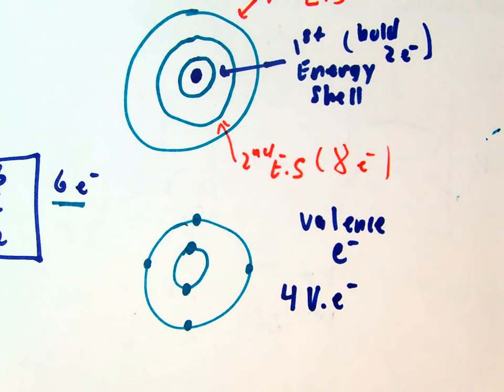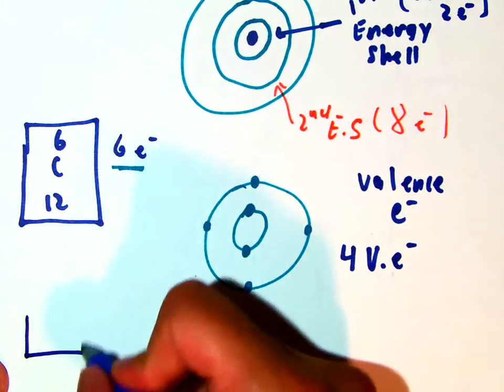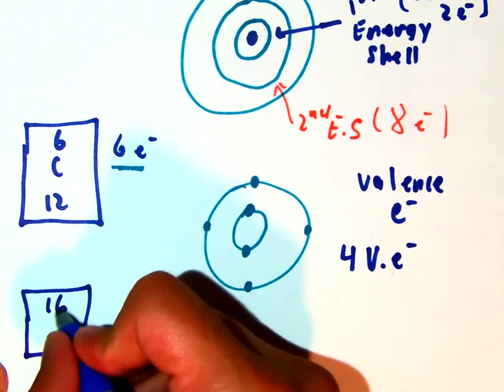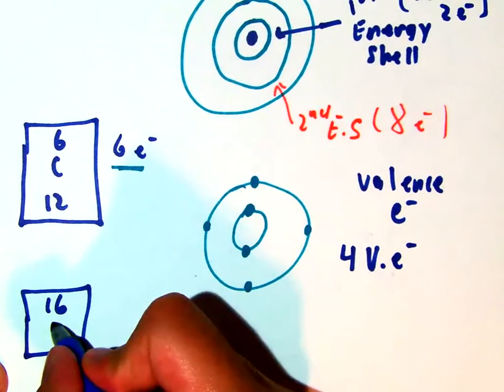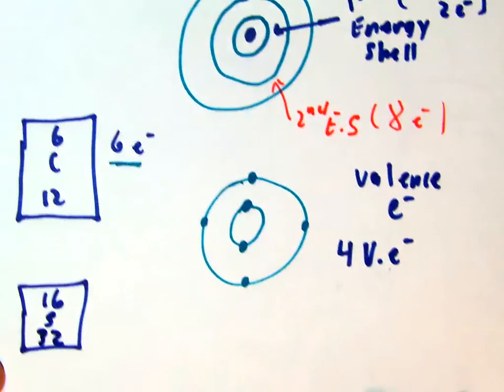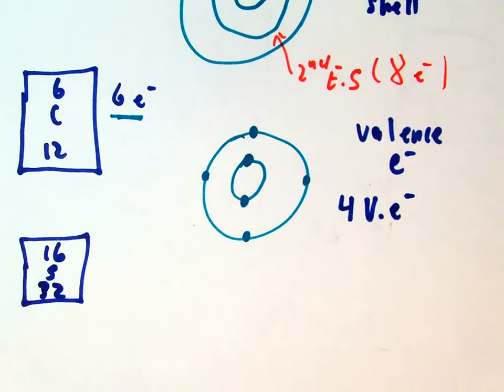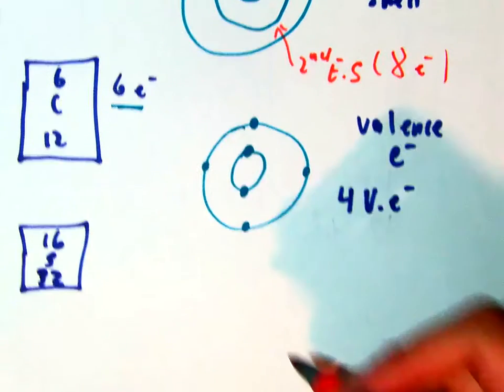Okay, let's work through another example. Let's do one a little bit longer, a little bit bigger. We can do sulfur. Okay, sulfur looks like this. It has 16, S, 32. Okay, so remember that top number tells me my number of electrons. So I want to show 16 electrons. Okay, so I draw my first energy level.